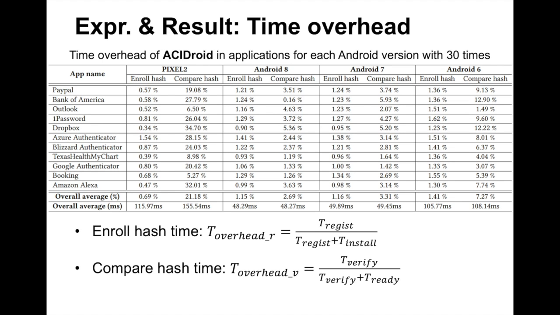This is our experiment result. We measure the time overhead at 3 phases: installation phase, verification phase of the benign apps, and verification phase of the modified apps. To measure the overhead time ratio at the installation phase, we measure the time t-regist, which the system spends on registration, and the time t-install is that the app takes to finish the installation. To measure the overhead time ratio at the verification phase of the benign and modified apps, we measure the time t-verify, which the system spends on verification, and the time t-ready is that the app takes to reach the ready state from the start state.